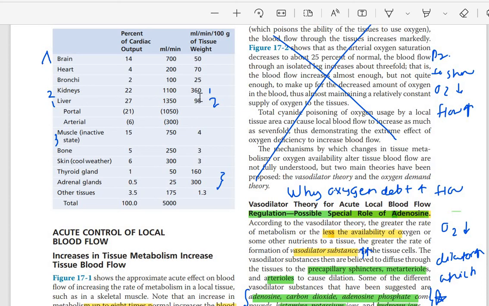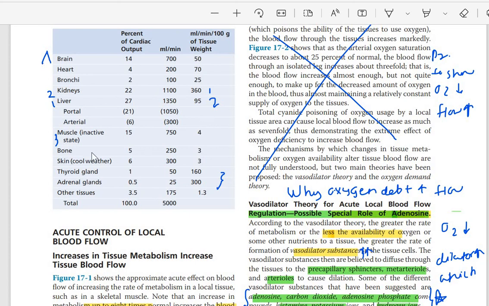But when you ask about a specific area, ready? So ml per minute per 100 grams. Kidney is a very small organ, even though it has 22% of cardiac output, so it gets number 1. Ready? As a whole organ, the liver is number 1. But when you ask per 100 gram, per tissue weight, kidney gets like 360 ml per 100 gram, while liver, a third of kidney, only 95. As well, brain gets 50 ml per 100 gram and muscle only 4.